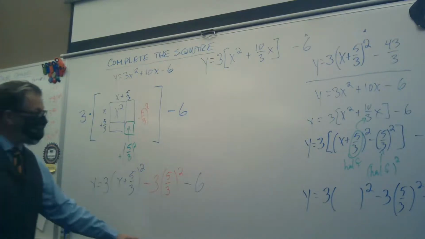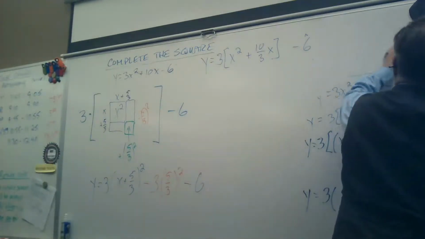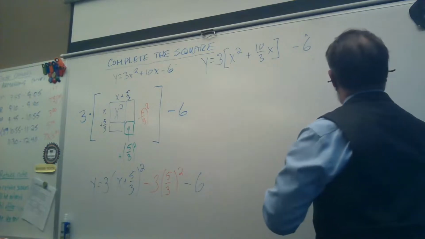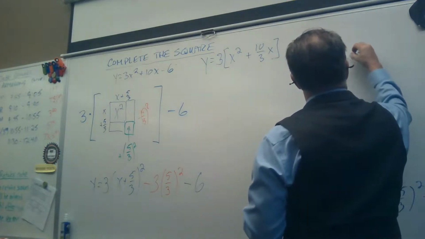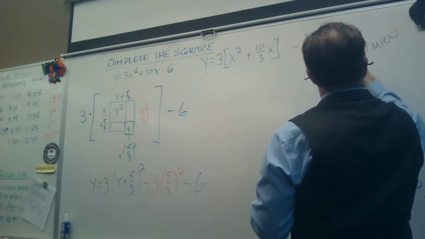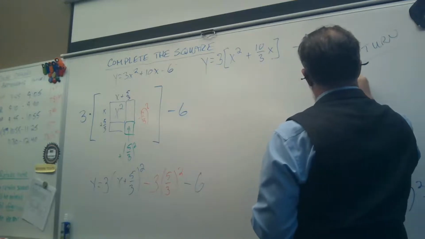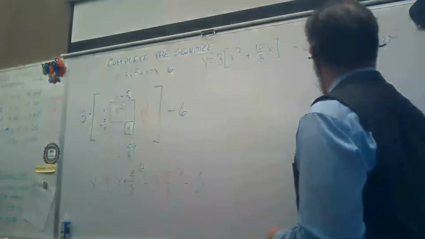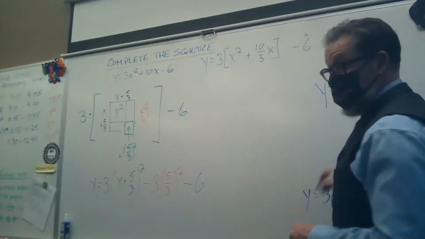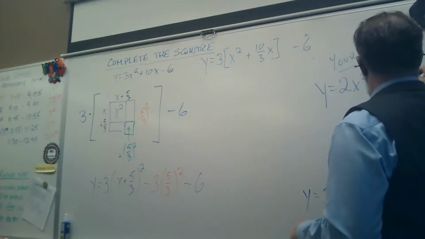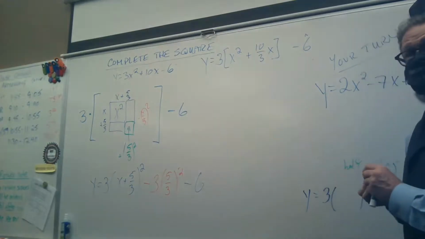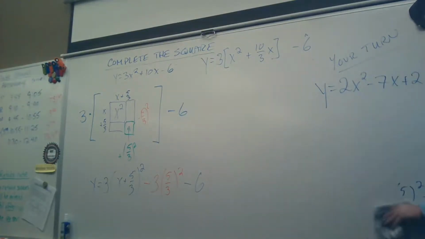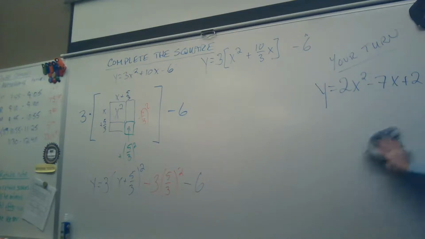Your turn. Y equals 2x squared. See how I made your lives nice? Minus 7x plus 2. Go ahead and complete the square. Find the vertex. Do a quick math.